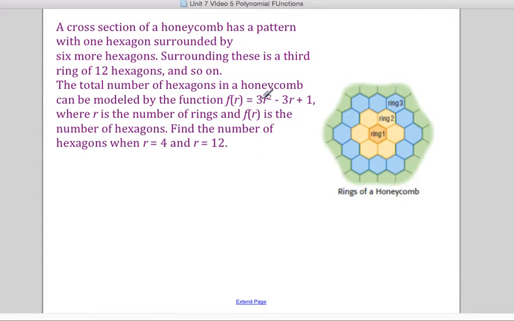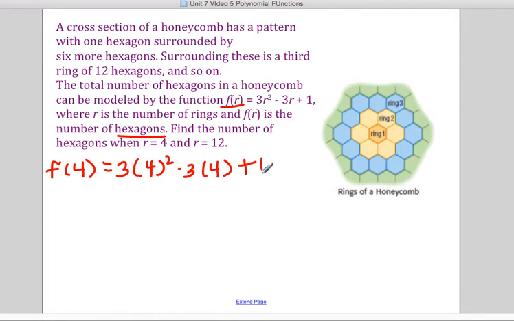Okay, so r is the number of rings, f of r is the number of hexagons. So what we need to do is plug in 4, so we need to find f of 4. That means there are 4 rings. So we have 3 times 4 squared minus 3 times 4 plus 1. Following order of operations, exponents first. So I have 3 times 16 minus 3 times 4 plus 1.